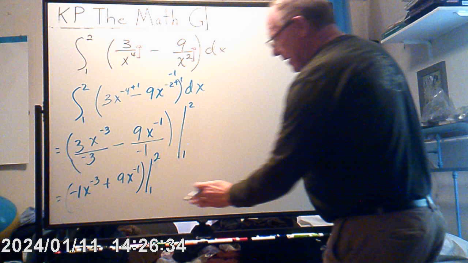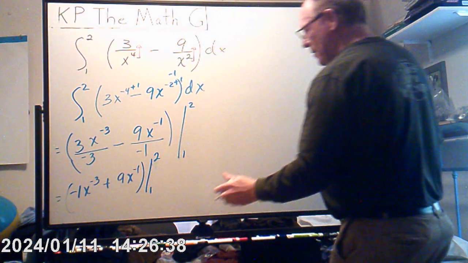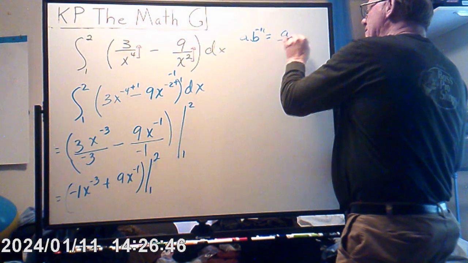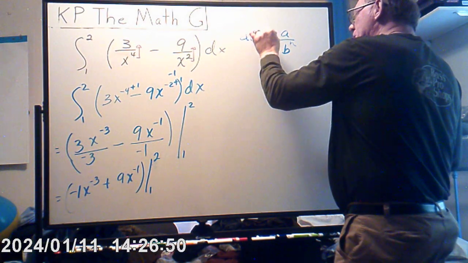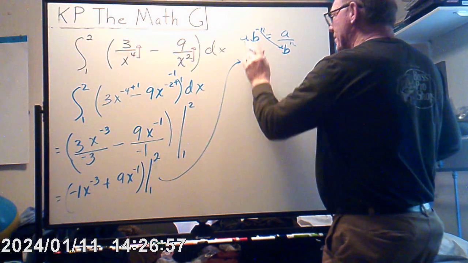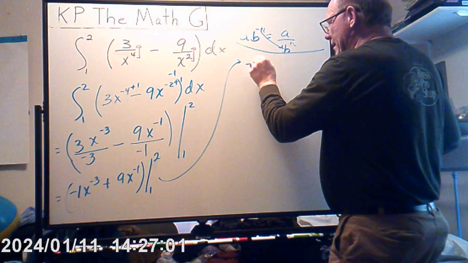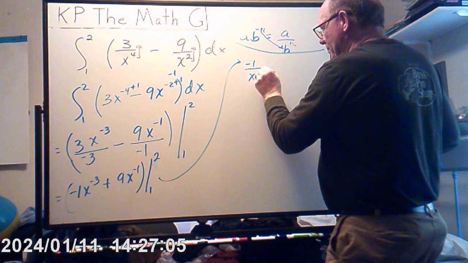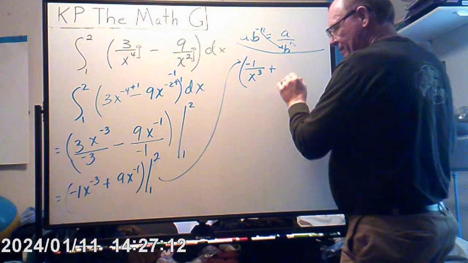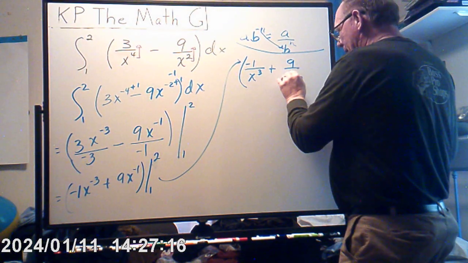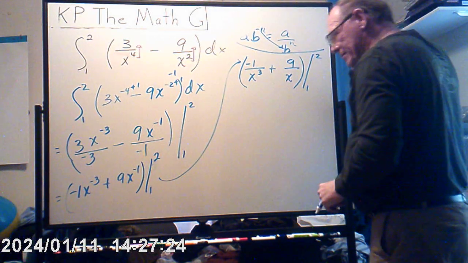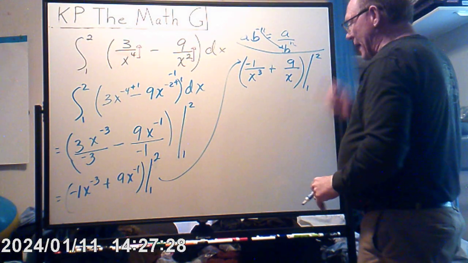Alright, let's go ahead and evaluate. Let's get this rewritten. A b to the negative n is a over b to the positive n, so I'm just moving that down here. This is equal to negative 1 over x to the positive 3 plus 9 over x to the positive 1, which is just x there. And we are still integrating from 1 to 2, not from 1 to 3.